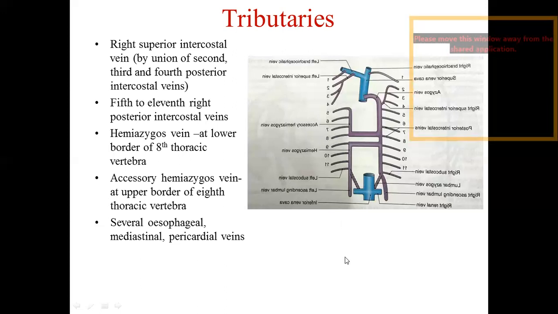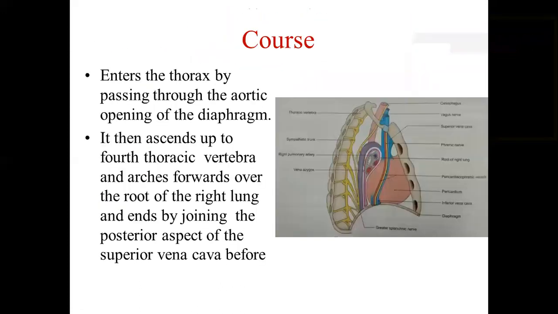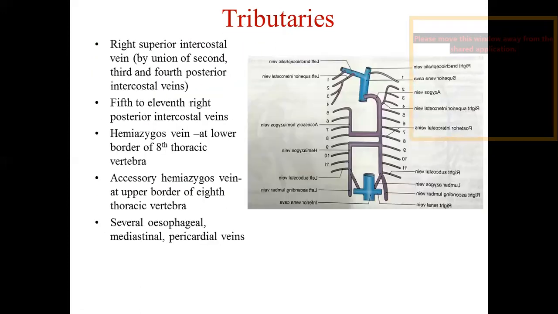So the accessory hemiazygous and the hemiazygous: hemiazygous at the level of the lower border of the 8th thoracic vertebra, accessory at the level of the upper border of the 8th thoracic vertebra. These two are coming from the left side of the body. Now there are several esophageal, mediastinal, and pericardial veins which are also draining into the azygous vein. So this was about the formation, course, relations, and tributaries of the azygous vein.